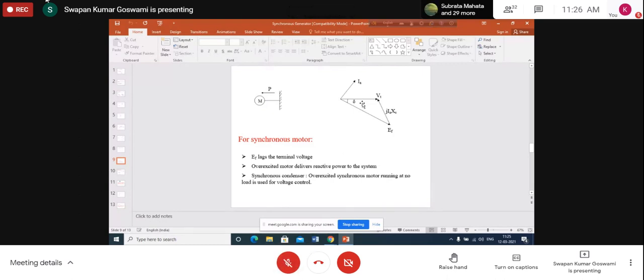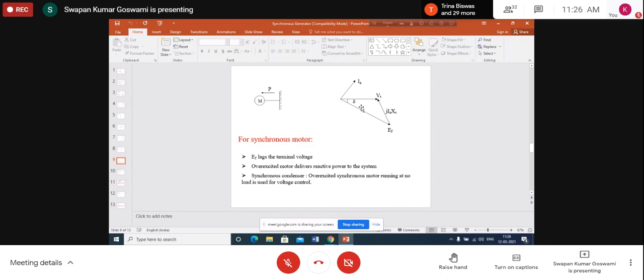If you reduce the reactive power, what will happen? Say this is the value of EF. If it is reduced, it means EF will be reduced. So this will be the direction of the drop, the j IA XS will be this one, and this will be the direction of IA. So you see that in that case, IA is lagging VT.